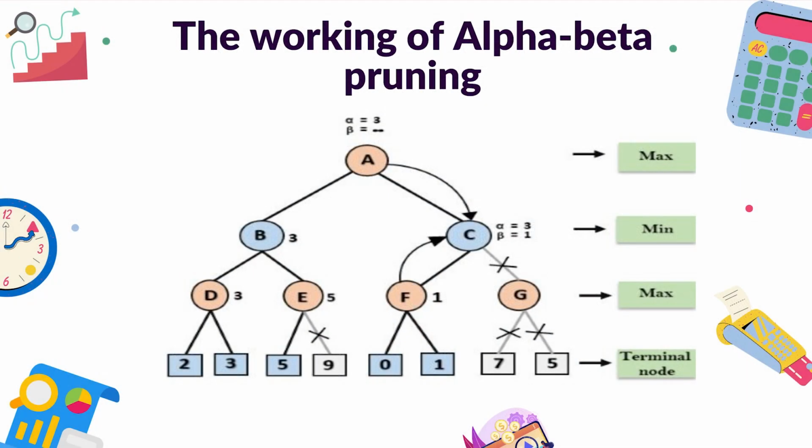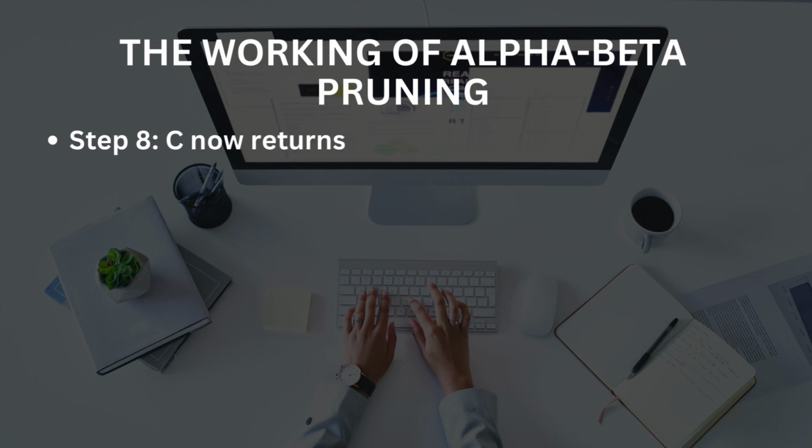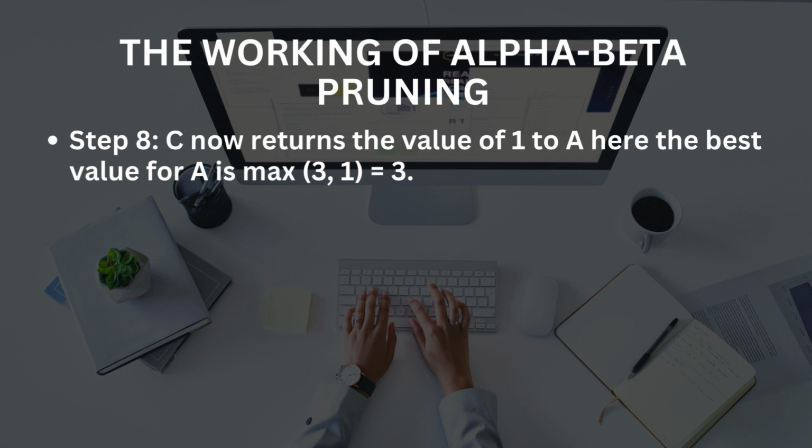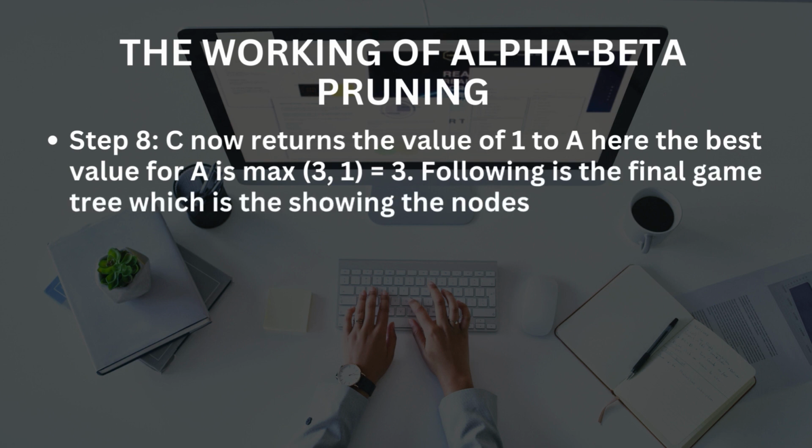We have to prune the G subtree because it is not useful for our search. So, we have pruned G with values 7 and 5 because it does not satisfy the alpha is greater than or equal to beta condition. Step 8, C now returns the value of 1 to A. Here the best value of A is max of 3, 1. So, we get 3.